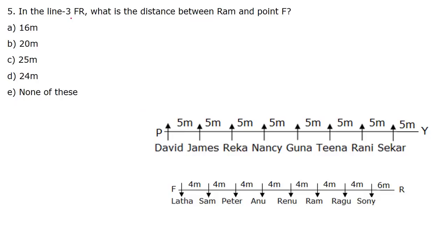In line 3 FR, what is the distance between Ram and point F? Ram is here, point F is this. That is 4 plus 4 plus 4 plus 4 plus 4. So that is 4 plus 4, it is 8, 12, 16 and 20. That is nothing but option B. So the answer should be option B, 20 meters. I hope you got it.